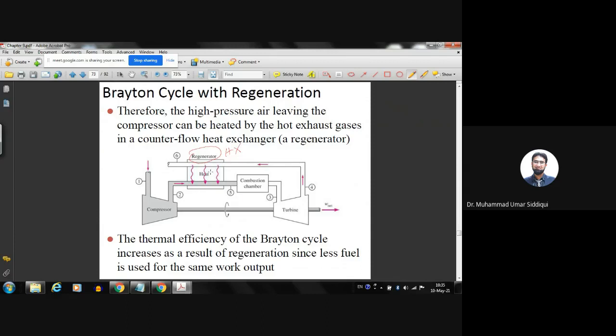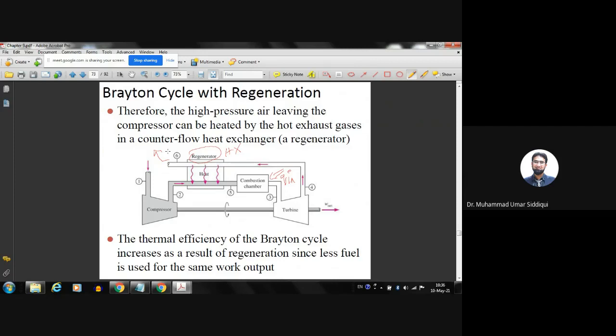This regenerator regenerates some of the energy from the exhaust gases and preheats the air going into the combustion chamber, and then this preheated air enters the combustion chamber where we supply Q in with the help of a fuel. Then from the combustion chamber it goes through the turbine, and after expansion the exhaust gases go out, but before going out they pass through the regenerator where they supply some of the energy for regeneration purposes, and then go out into the atmosphere. So now this becomes the Brayton cycle with regeneration.